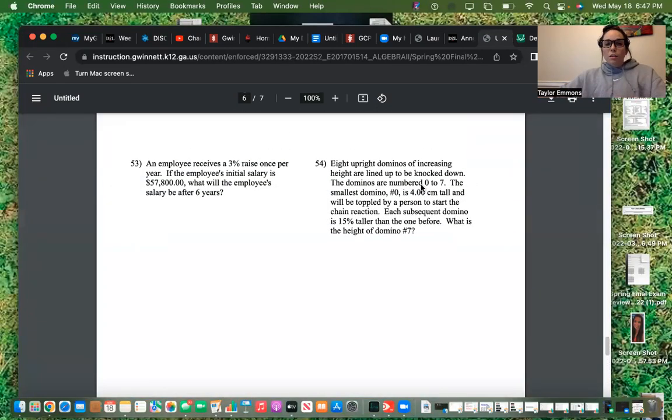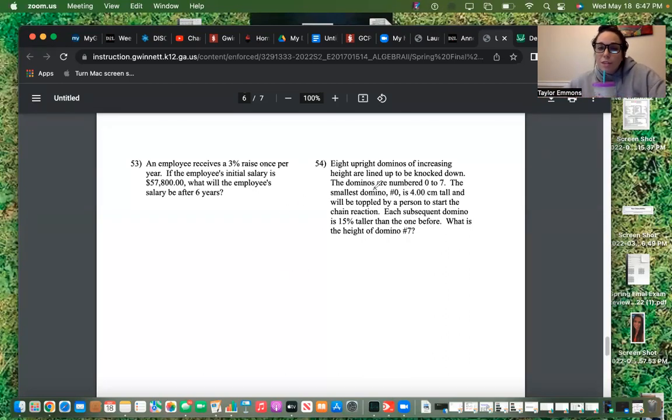Yeah. So this is dealing with those word problems. I'm not sure if you actually have one like this one, but again, just trying to give you different scenarios. So 8 upright dominoes of increasing height are lined up to be knocked down. The dominoes are numbered 0 to 7. The smallest domino is 0, which is 4 centimeters tall, and will be toppled by a person to start the chain reaction. Each subsequent domino is 15% taller than the one before. What's the height of domino number 7?